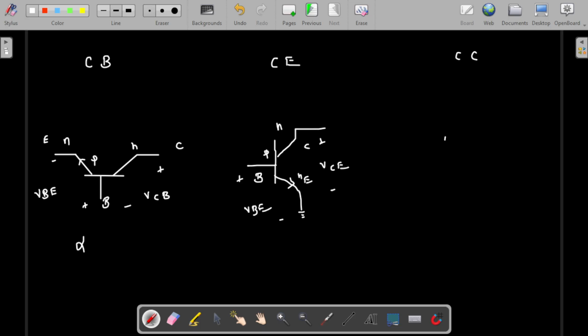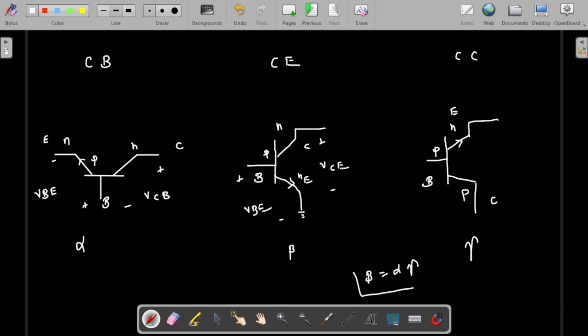Now common collector, which is the same configuration as this one. If you see, this is collector, this is emitter, and this is base, right? Here we are taking an NPN transistor, so the arrow is marked this way. Here this will be gamma, and here this will be beta. So these are the three gain formulas. Beta will be equal to alpha plus gamma. This is one of the very important relations that you guys can remember.